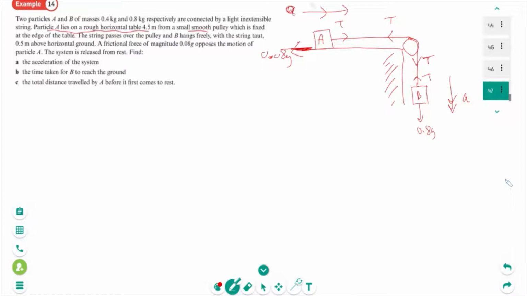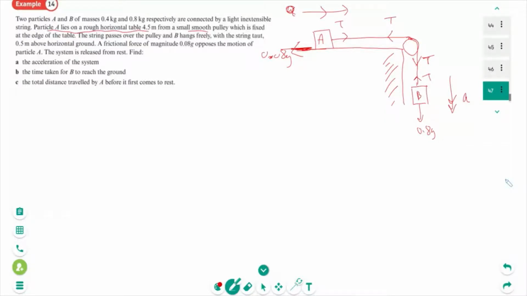So that is your situation. In the book, they've put in the vertical forces on A. So obviously you've got 0.4 g, the weight, and you have the normal reaction. They've done that in the book, but you don't need it to answer this question. Okay, so you need to find the acceleration of the system.